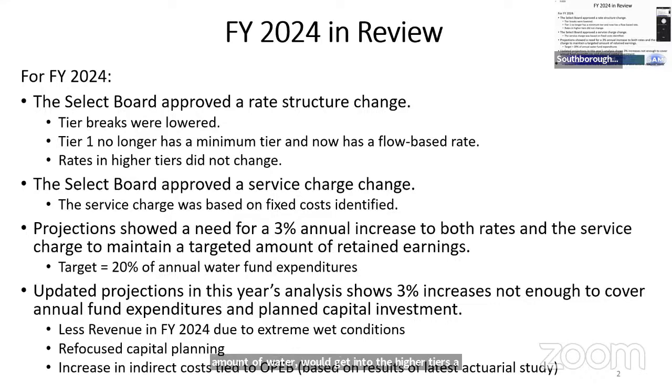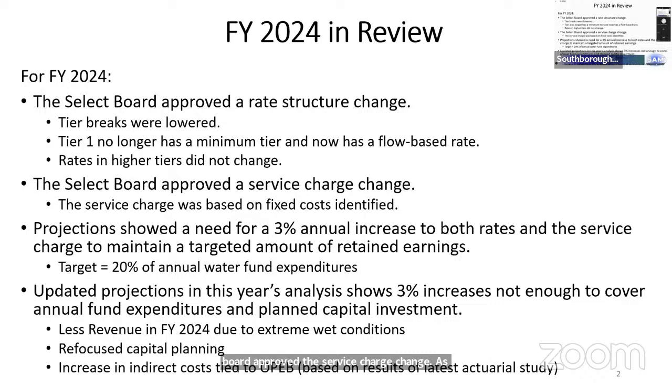There was also tier 1, which was a minimum tier, which means that no matter what amount of water was used, up to 750 cubic feet, there was no change in cost to the user. Now that minimum tier is no longer. Tier 1 is now a flow-based rate, so the user is paying for all of the flow used in tier 1. The rates in the higher tiers did not change, meaning the dollar amount rate for tiers 2 through 4 did not change. But as mentioned earlier, the tier breaks were lowered, so there was an impact even to users who were in the higher tiers.